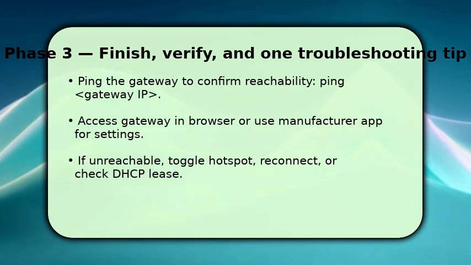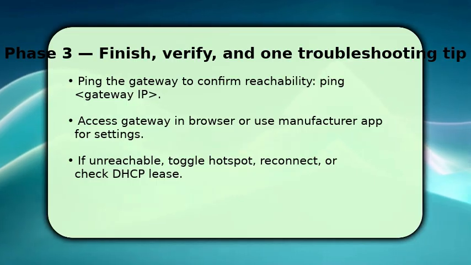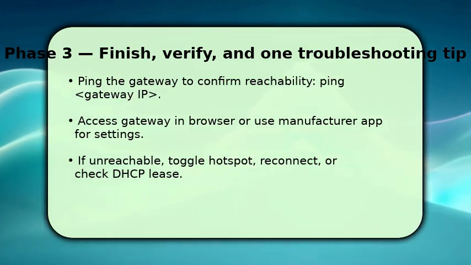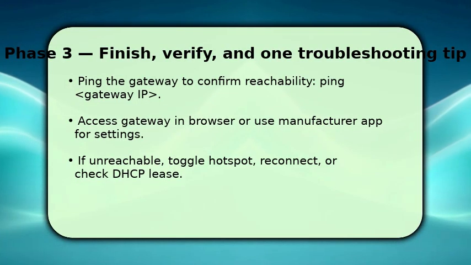If the IP is unreachable, toggle the hotspot or reconnect your client, and then recheck the DHCP lease and IP assignment. A restart of the hotspot or client often clears stale leases. Use that as your primary troubleshooting step if things go wrong.